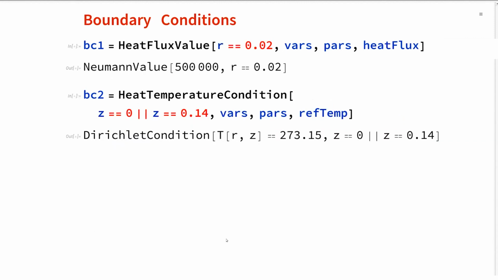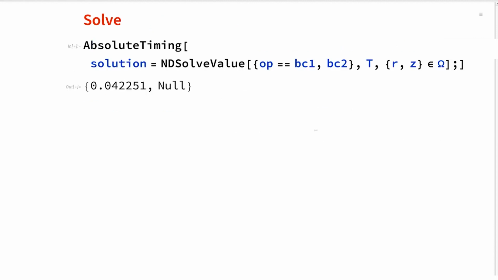Again, we specify the boundary conditions, vars pars, and the predicate where it's true. Same heat flux as before. The conditions where it's true, vars pars, and same reference temperature as before, same thing. We solve the same problem. The operator is again the flux and the Dirichlet condition.